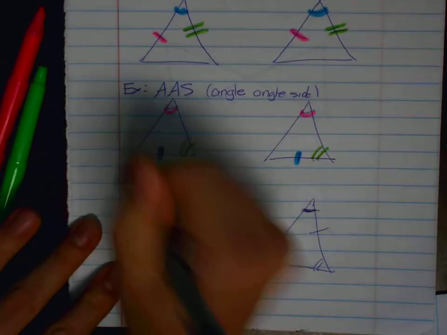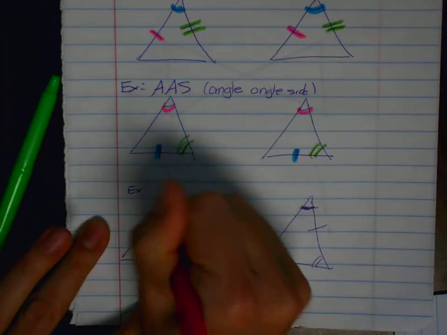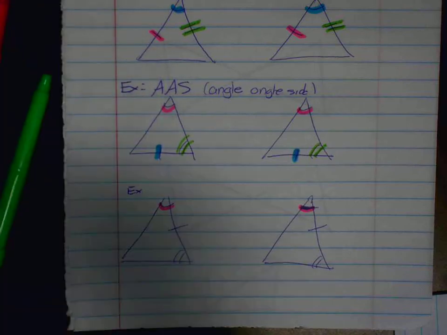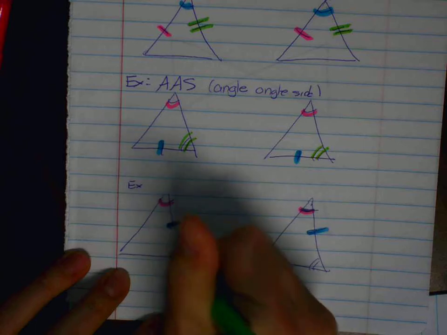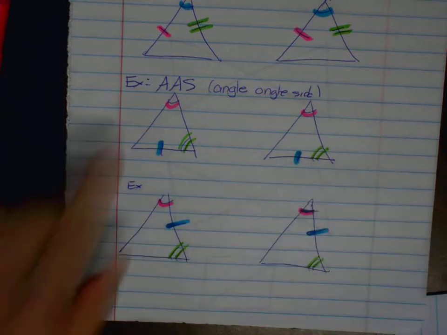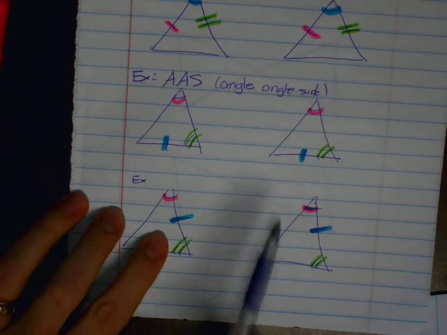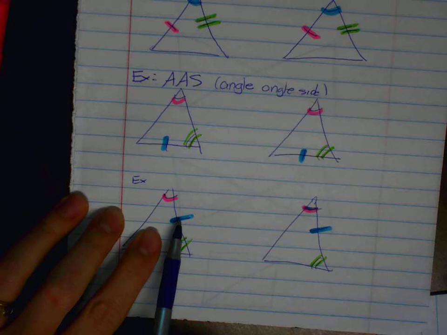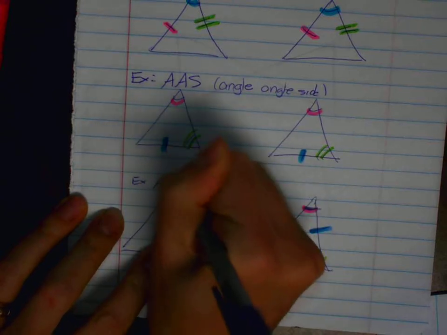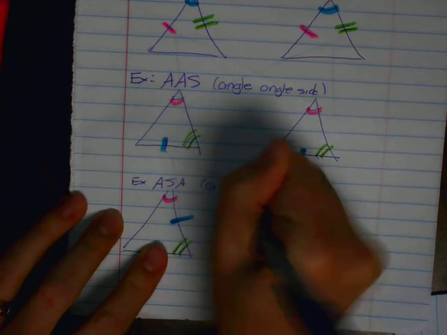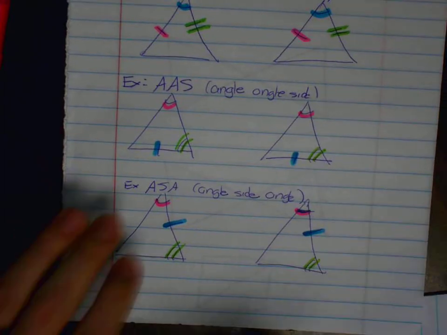All right, here's another example. This time what I have is an angle congruent there. I have a side, and then I have another angle. So like the one before it, I have 2 angles, but this time the side is included. The side is in between. If I go clockwise, angle, side, angle. This is known as angle, side, angle. And again, it is different than the previous one. It is included.